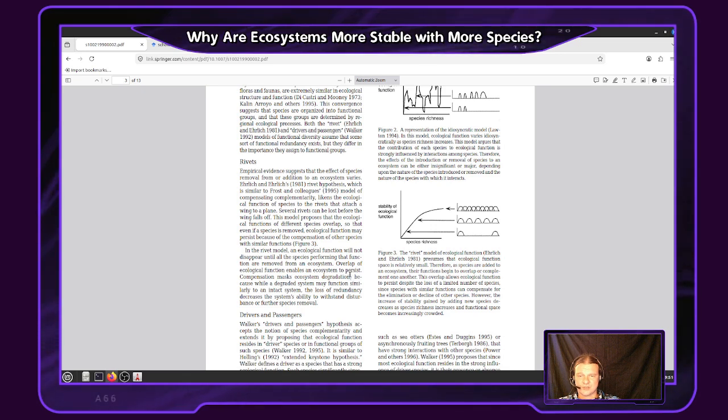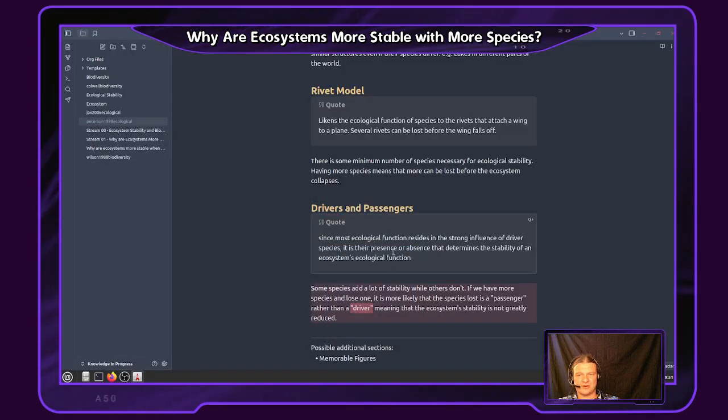So this is important. Compensation masks ecosystem degradation, because while a degraded system may function similarly to an intact system, the loss of redundancy decreases the system's ability to withstand disturbance or further species removal, right? So using the airplane wing as a model, if you take a bunch of rivets off of an airplane wing, the plane will fly just fine. But if something goes wrong, it is way more likely that that wing is going to come off.